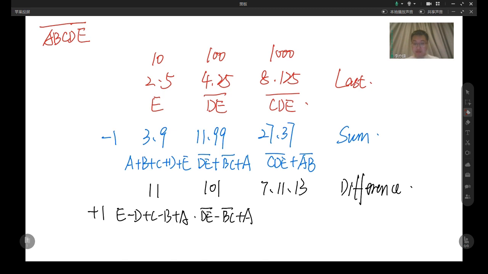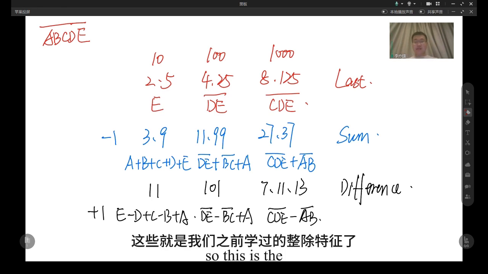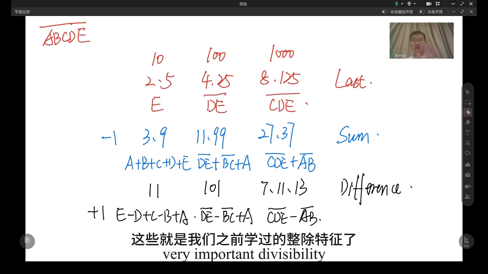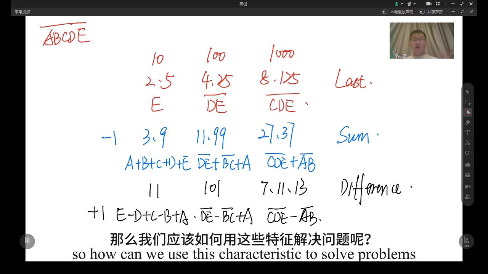Then for 7, 11, and 13, we can cut it by 3. So we just calculate CDE minus AB. So this is the very important divisibility that we have already learned before, right? So how can we use this characteristic to solve problems?